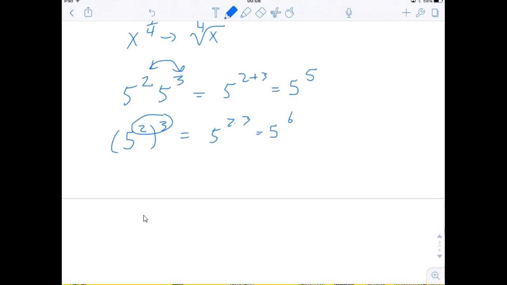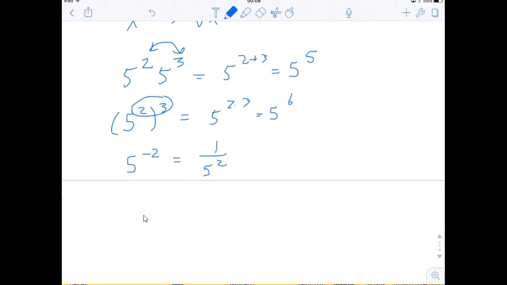Okay. Another rule tells me that 5 to the negative 2 is actually equal to 1 over 5 squared. And the last rule tells me if I have 5 to the 1/2, that is equal to the square root of 5. Okay? Or if I have 5 to the 1/8 or something weird, it's the 8th root of 5. Okay? Now I'm going to show you the last thing, which maybe helps you with these two rules.